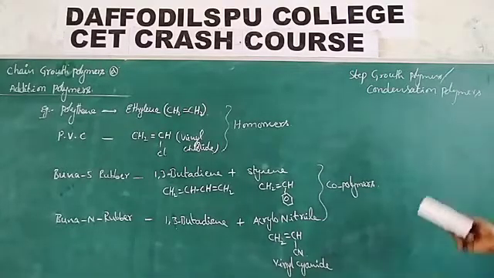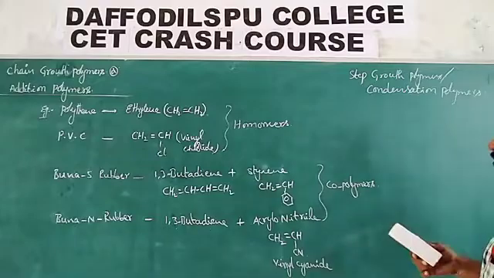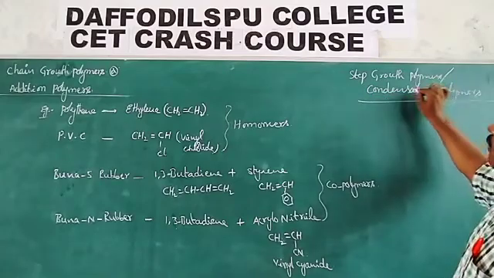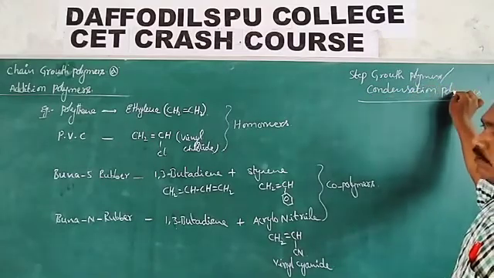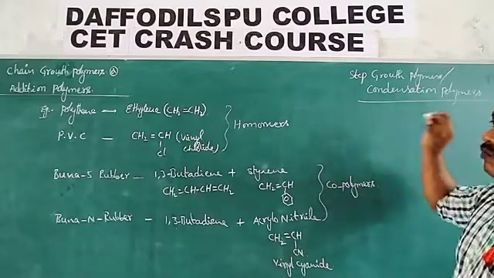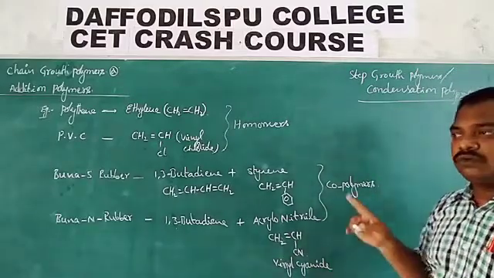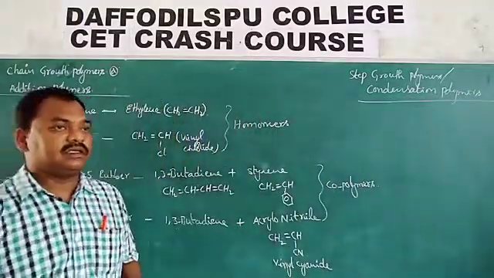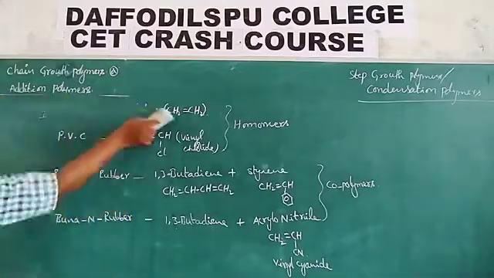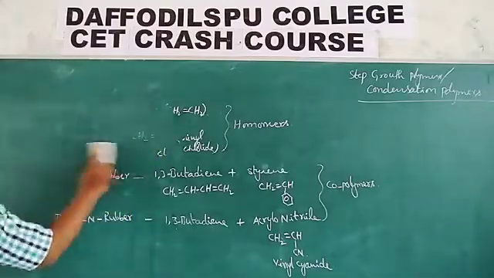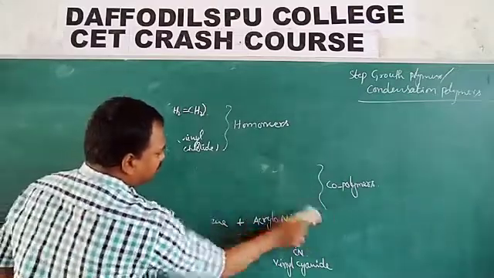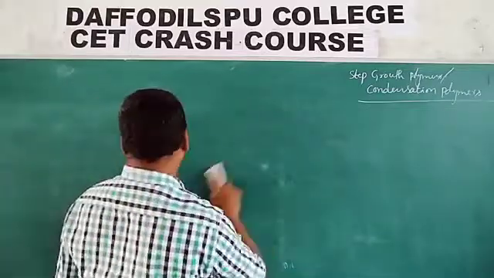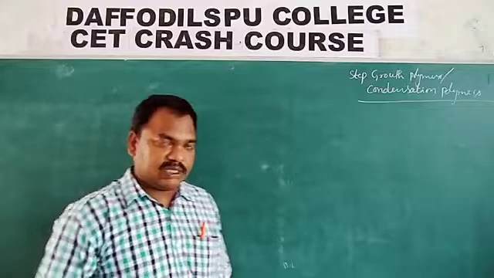Now we will look at the condensation polymers or step growth polymerization. The required condition for a condensation polymer is that the monomeric unit must contain at least two functional groups. Those functional groups either may be the same or different. That is the secondary thing. It must contain two functional groups. Then condensation polymerization may take place.